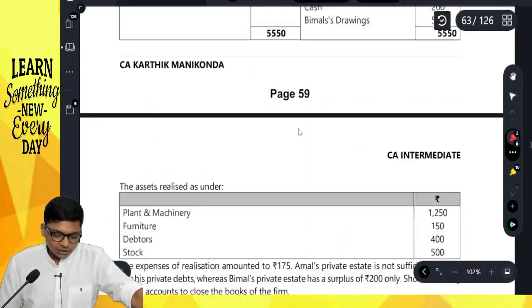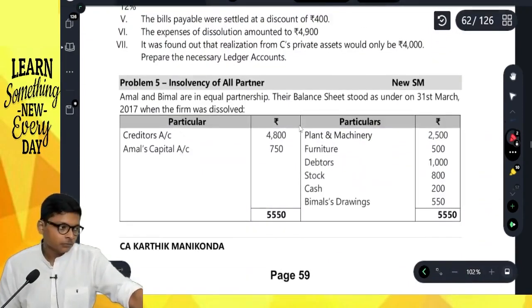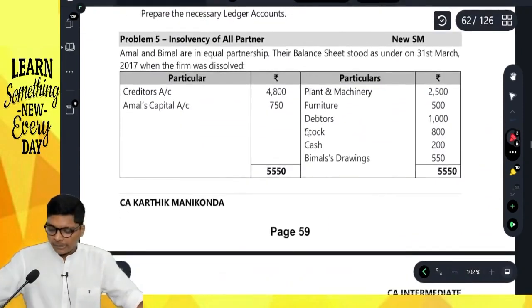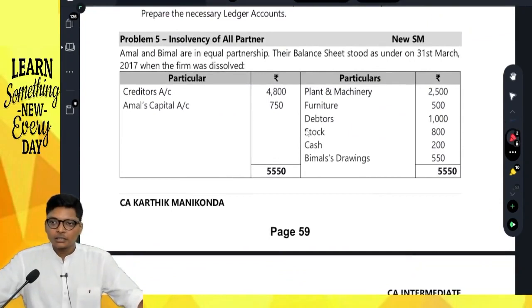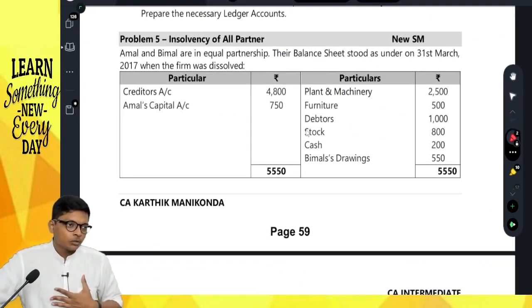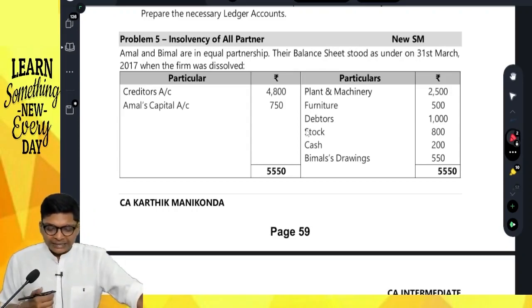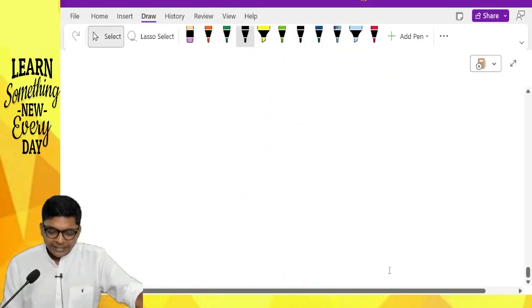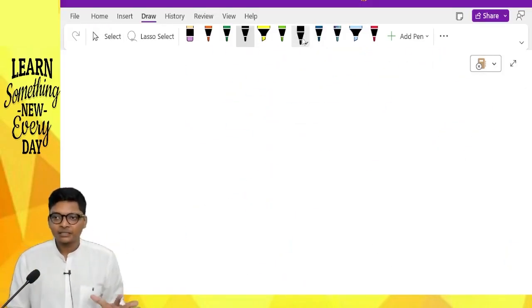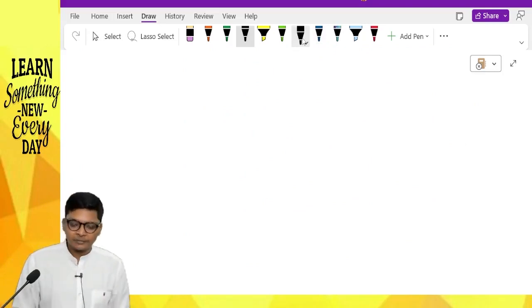Now let's go to question number 5. Small sum. Okay, small sum. We can finish in 15 minutes. Are you all with me to do it now? Hello? With me? So, this sum we are shifting to insolvency of all partners. I will teach the theory in exactly 30 seconds. Insolvency of all partners means what is more than what?